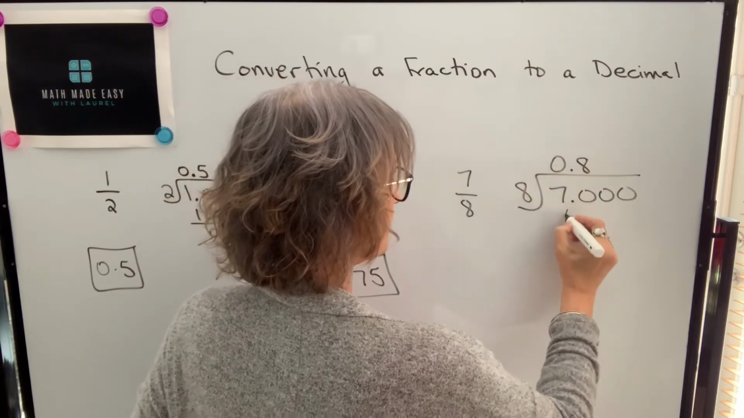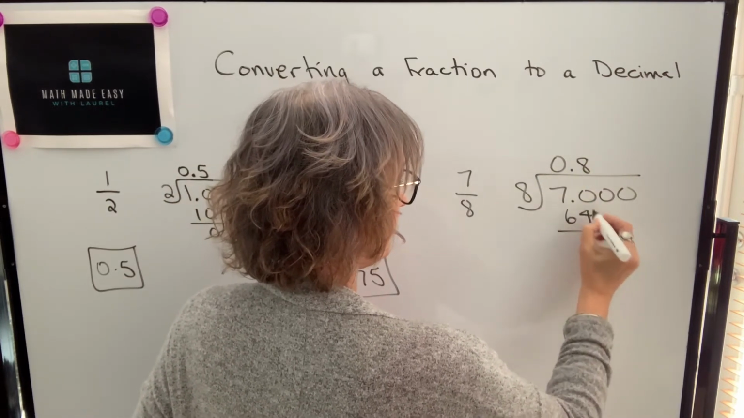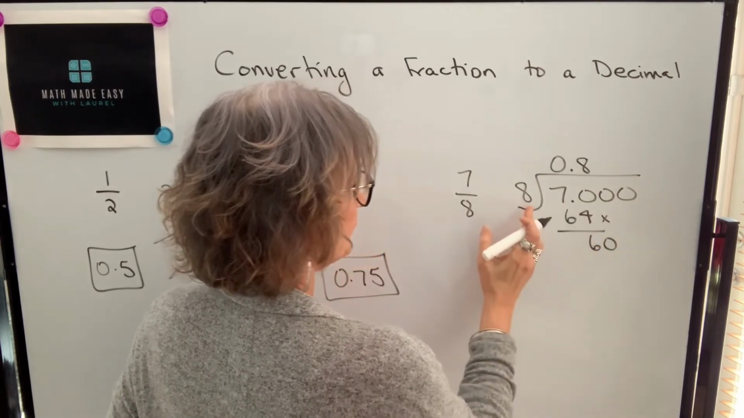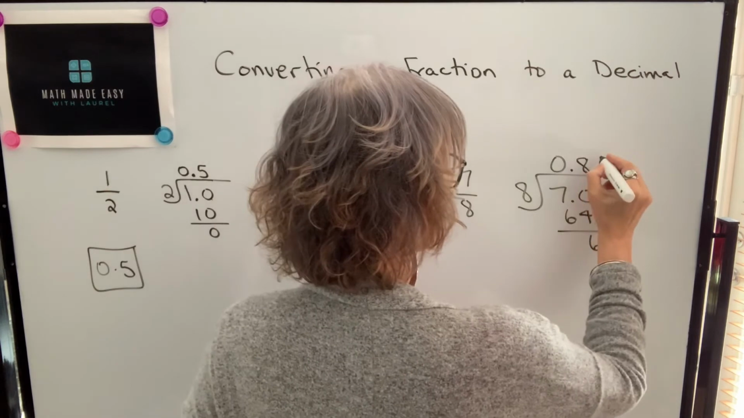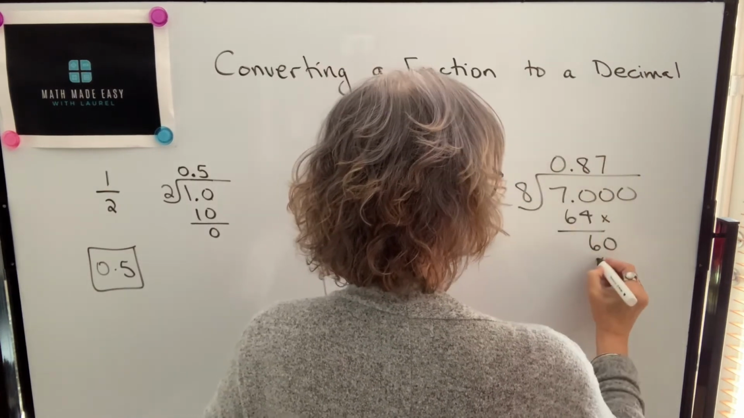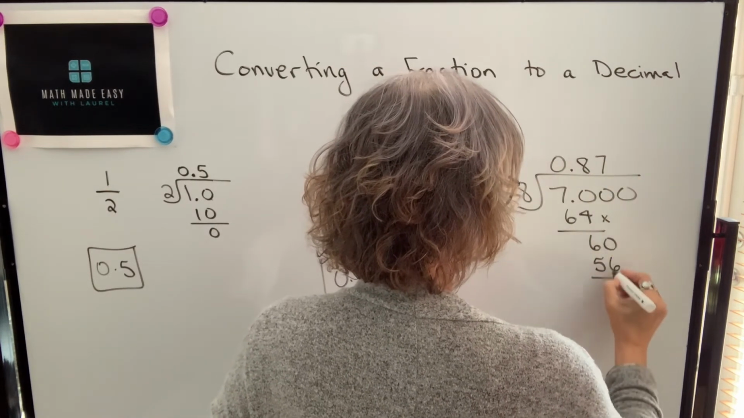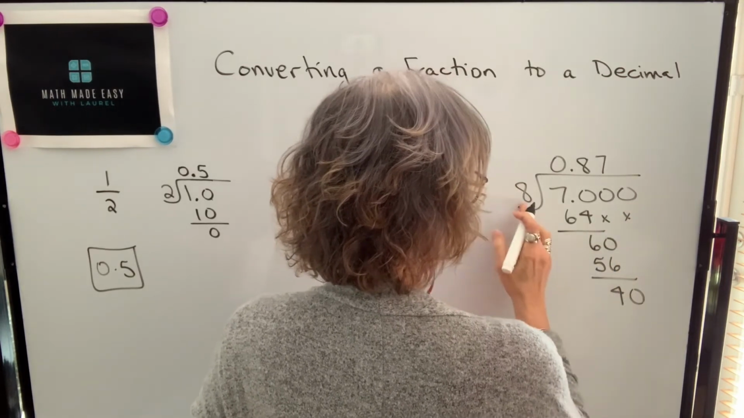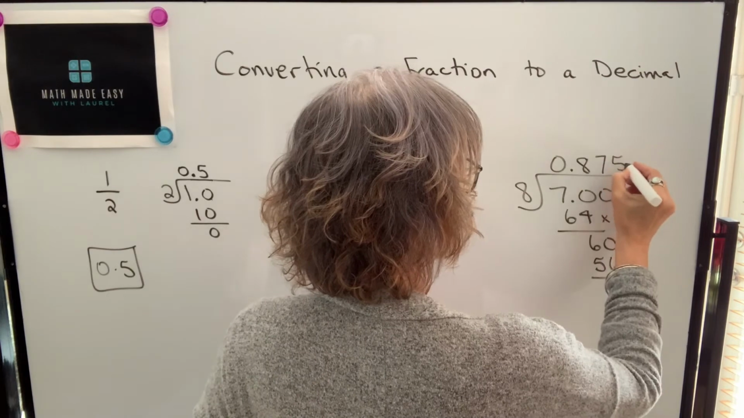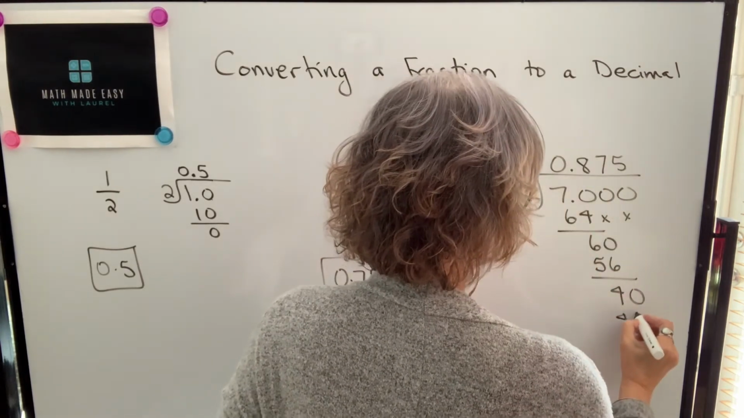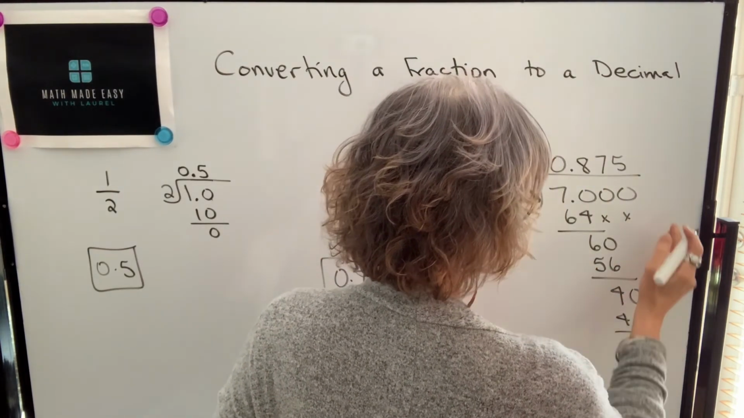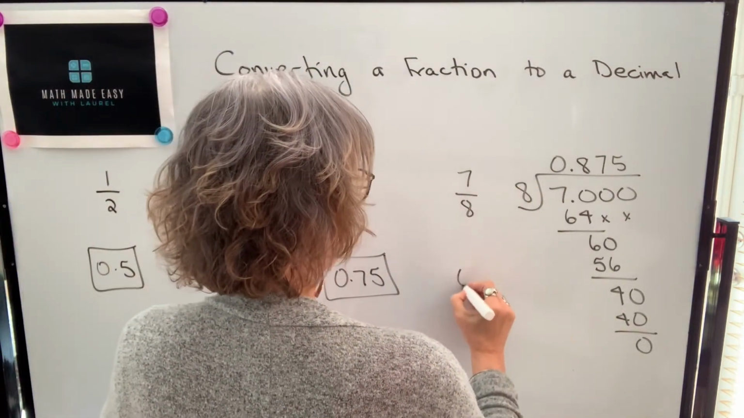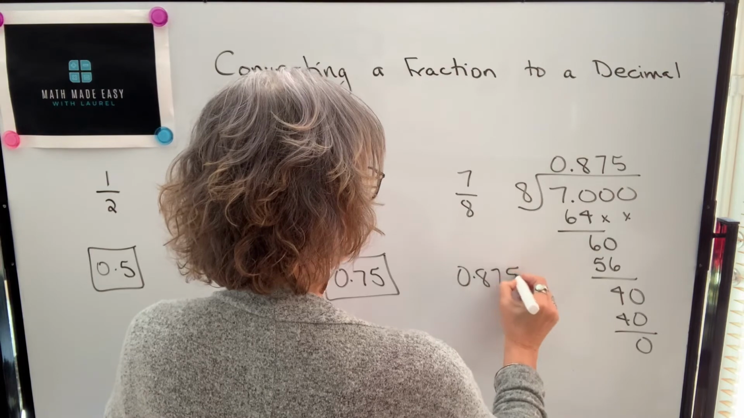8 times 8 is 64. We subtract and we get 6. Bring down a 0. 8 goes into 60 7 times. 7 times 8 is 56. We subtract. Bring down my next 0. 8 goes into 40 5 times. 5 times 8 is 40. Subtract 0, and we're done. So 7/8 will be equal to 0.875.